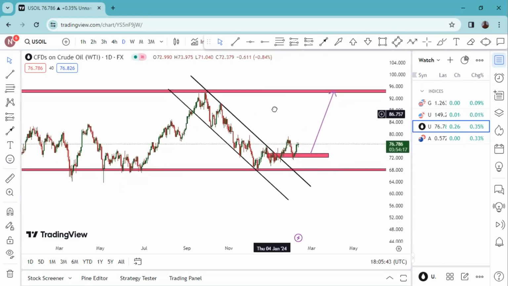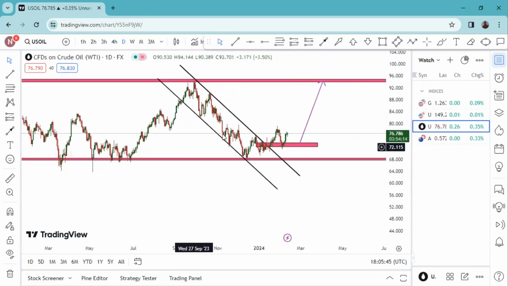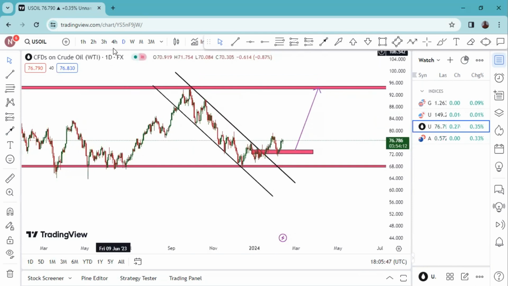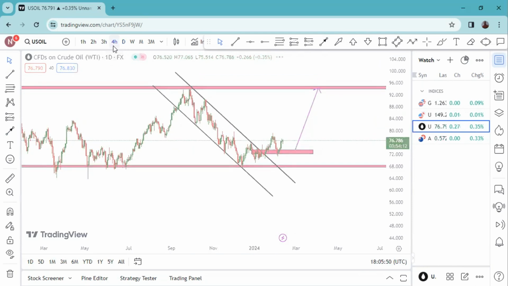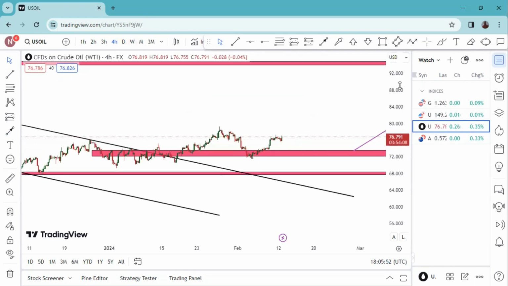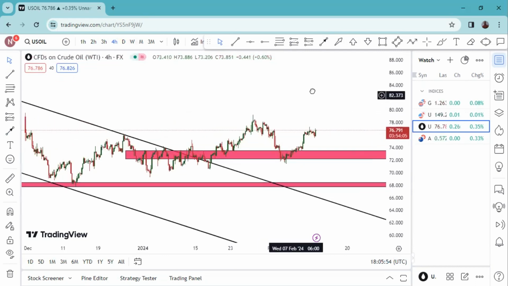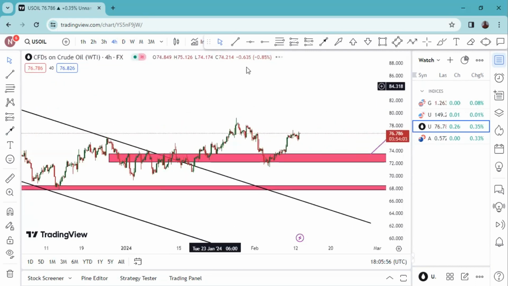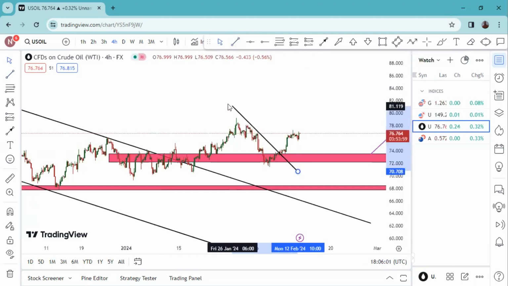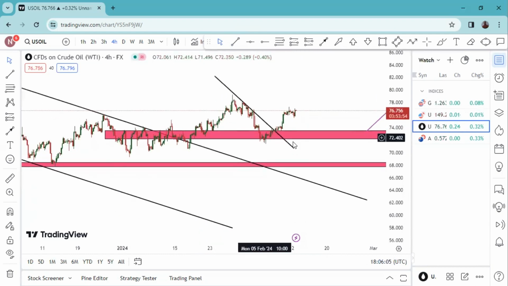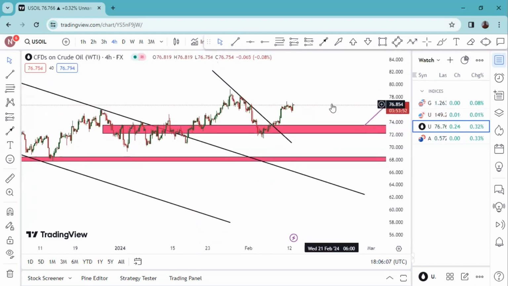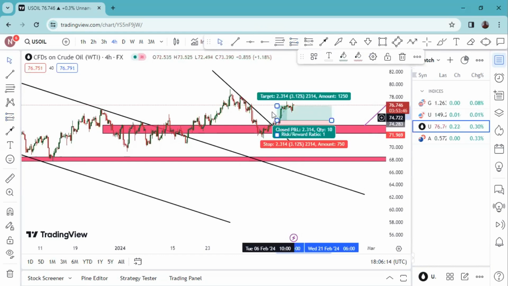So let's go to my 4 hours, then I can show you how I took that trade. On the 4 hour, you might normally know what I do. I just draw my counter trend line, and when the market breaks that trend line, that's when I will take that trade. So I took that trade from somewhere here.